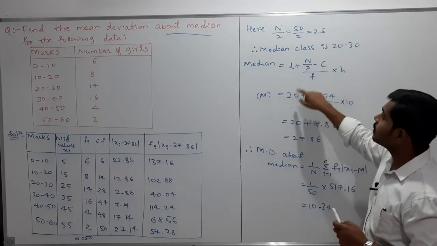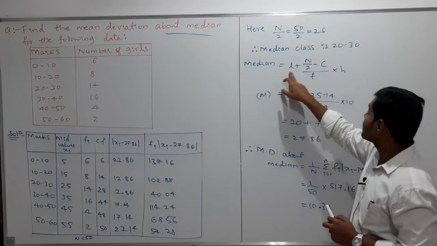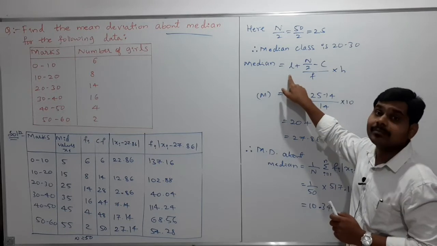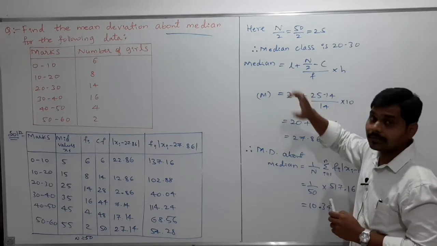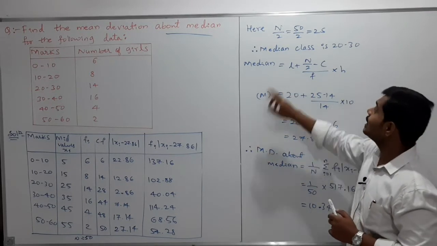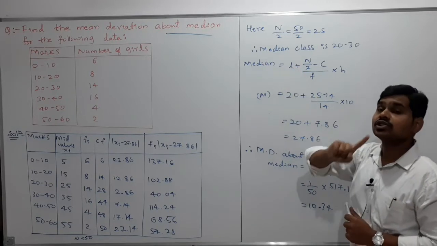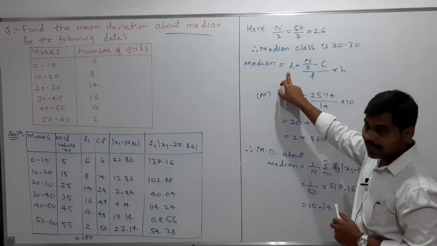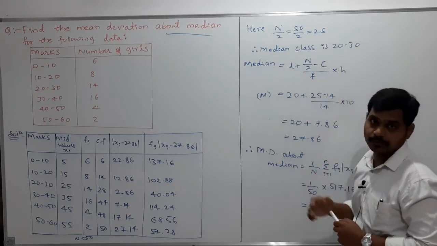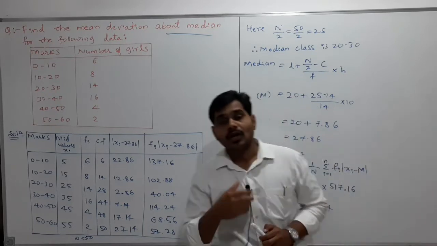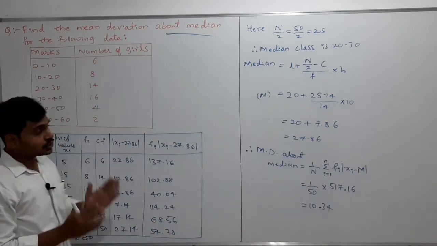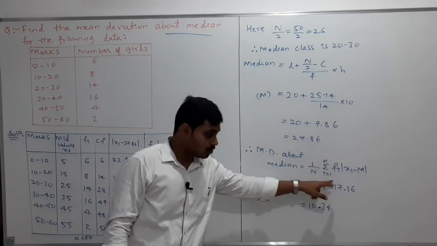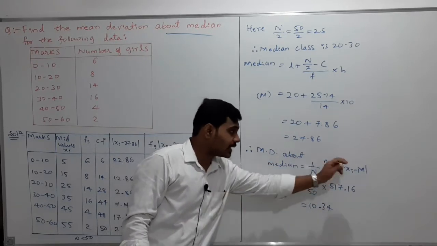So in this formula, what do we require? We require the L value, n by 2 value, c value and f into h. So what is L? L means the lower limit. Whose lower limit should we take? The lower limit of the median class. It means we first require the median class. After calculating the median class, we can calculate the L, C, H, F values. Clear? So to calculate all these values, you should know the formula. Then you can understand what is required.